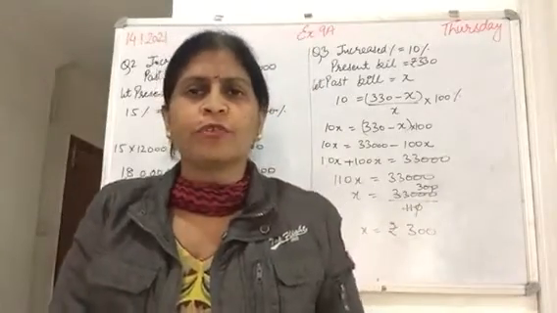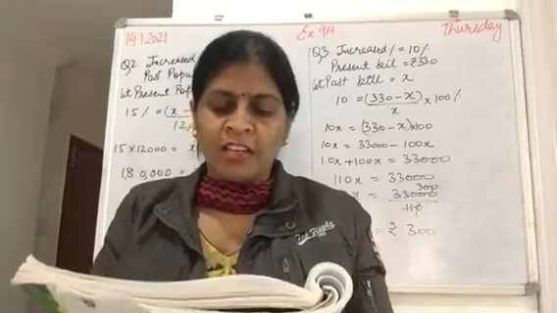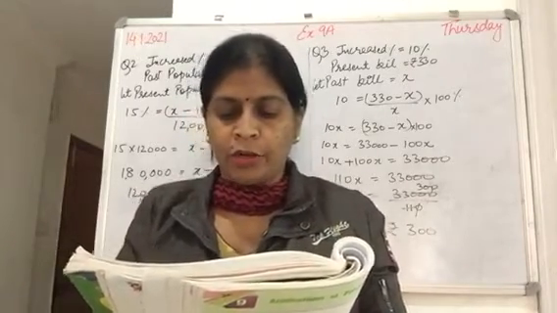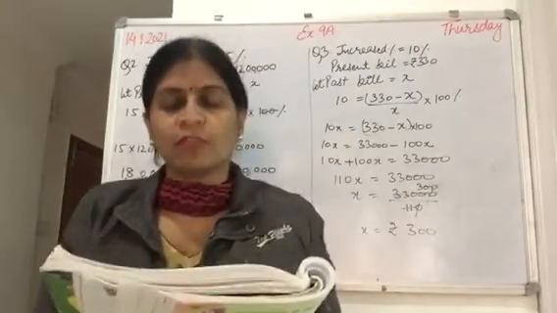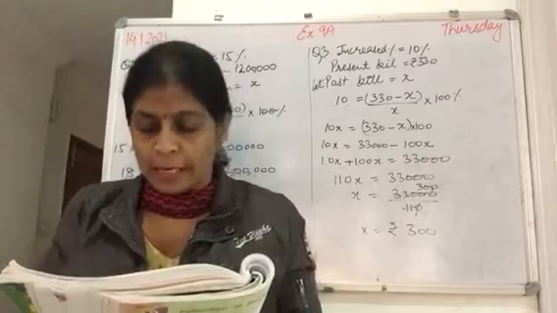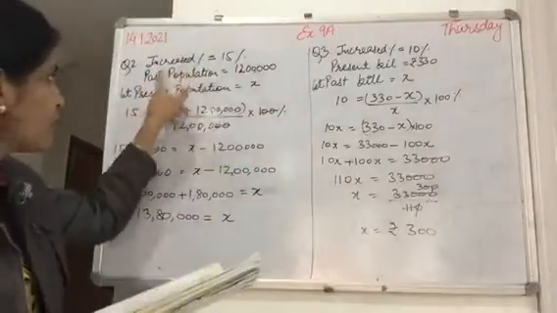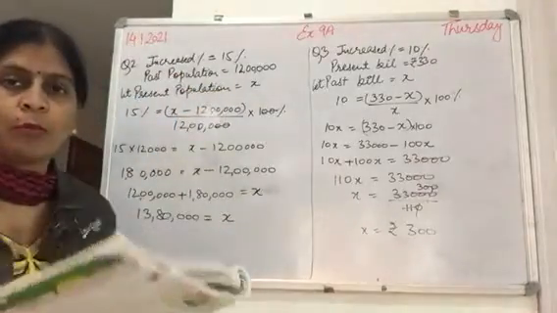Okay students, now let's do question number 2. Let me explain question number 2. During the last 5 years, the population of a town of 12 lakh people increased by 15%. So the past population is given as 12 lakh and the increase percent is 15. What is the present population of the town?